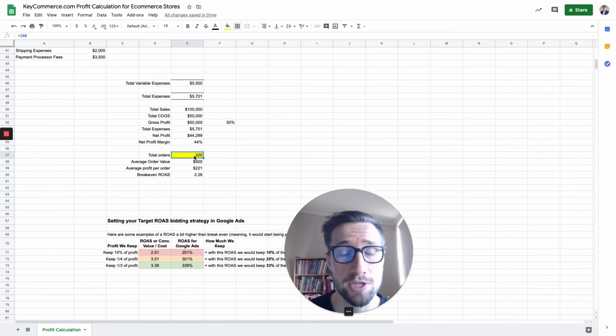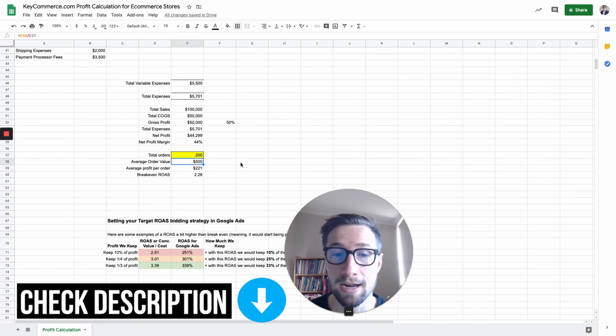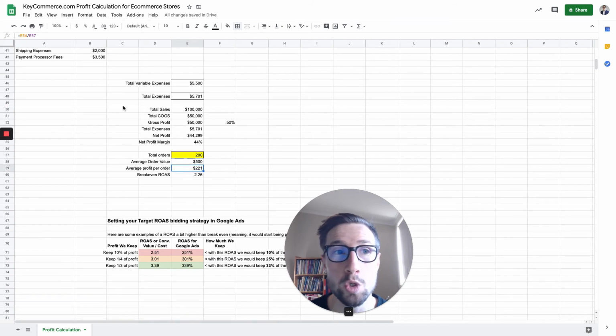So just like you got your sales from your e-commerce dashboard, go and get the total orders in this period, and then it's going to calculate for you the average order value, which is really, really useful here, because then we also use that profit margin to work out the actual average profit per order. So this basically grabs all your net profit and then spreads it over your total orders and works out your average profit per order. And then it tells you your break-even ROAS.